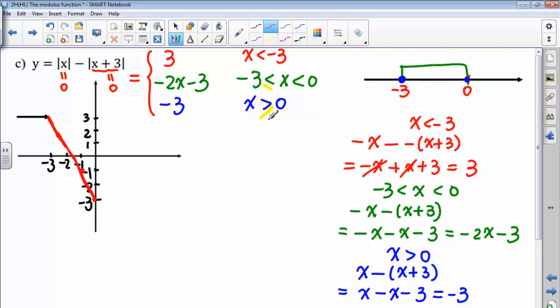And the last piece, which is x is greater than or equal to 0. So this one, the graph is a horizontal line again. Okay, so it looks like a Z shape. So this is the graph for this function.